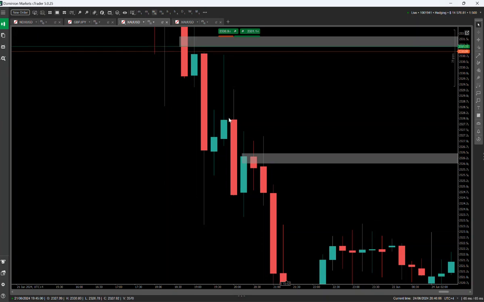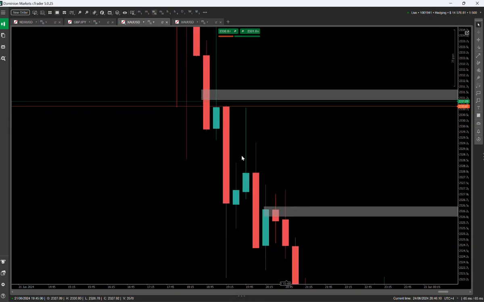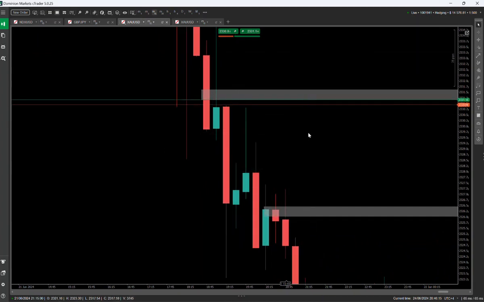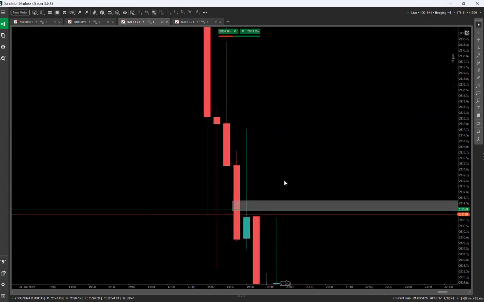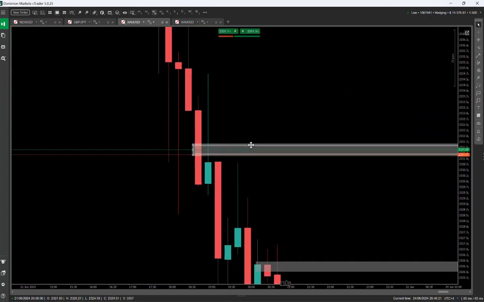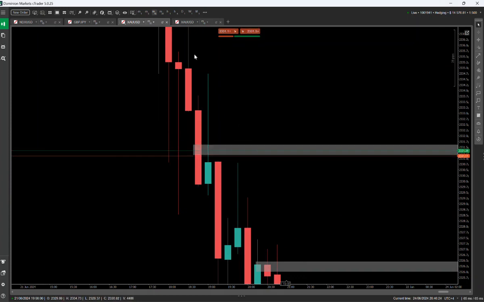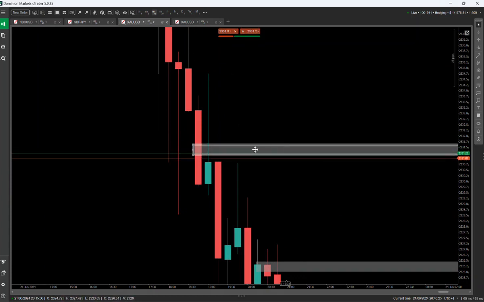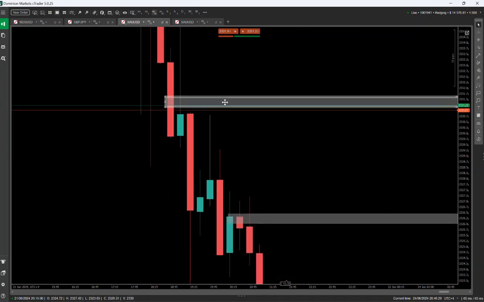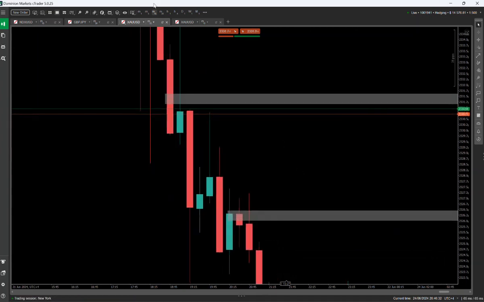So this becomes a weak resistance because above this resistance, there's another resistance, literally 25, 26 pips away. And above this resistance, we have clean candles. So whenever you have a zone and you have clean candles after that zone, that becomes a stronger zone. So this becomes a stronger resistance area right here.